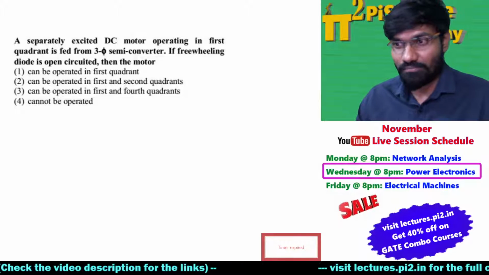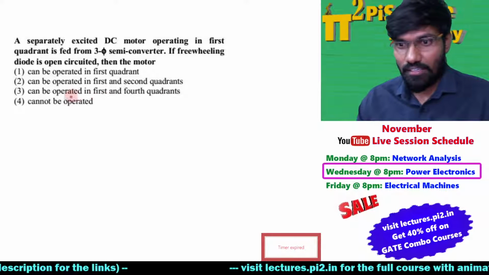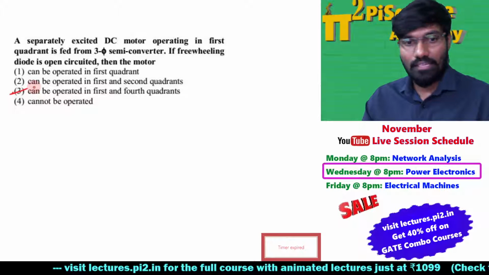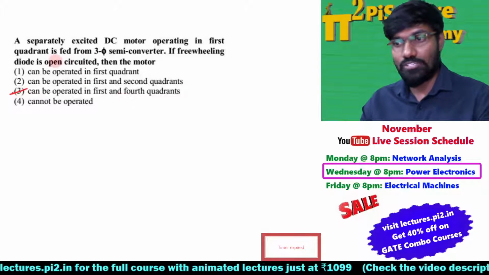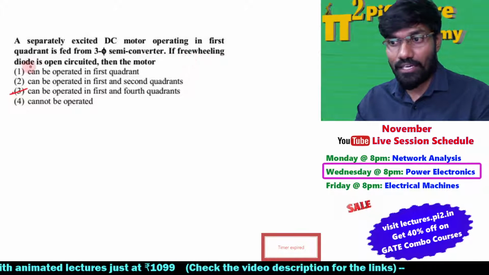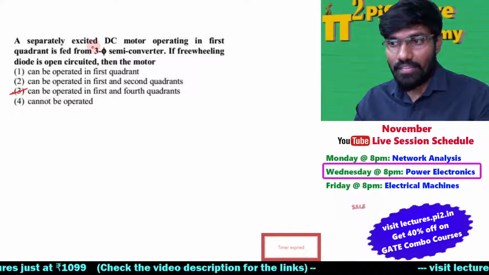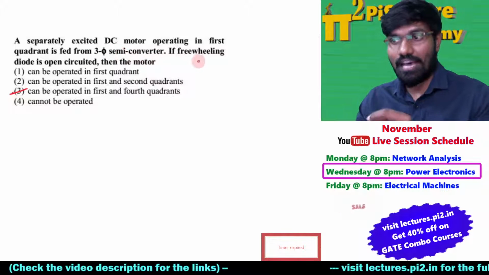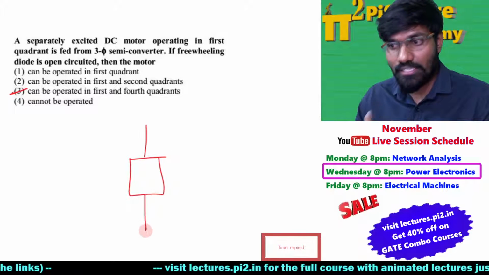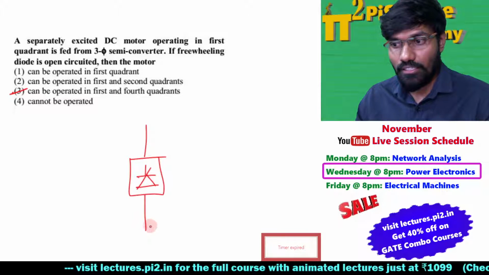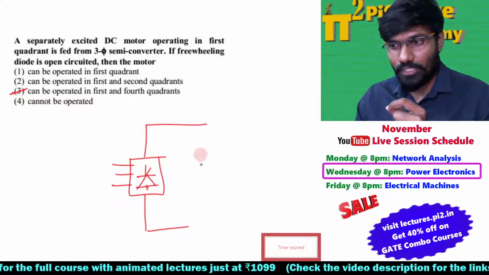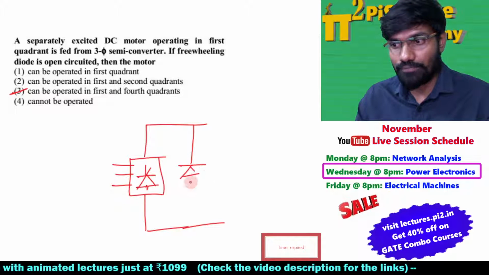Coming to the answer. Understand the question properly? Yes. This is the answer. A separately excited DC motor operating in the first quadrant, fed from a three-phase semi-converter, and if the freewheeling diode is open circuited. So here, the three-phase semi-converter is having a freewheeling diode. You have to interpret the question; interpreting the question is a key aspect. This is the diagram I have given for a three-phase full converter, simple diagram. Then it is having a freewheeling diode.